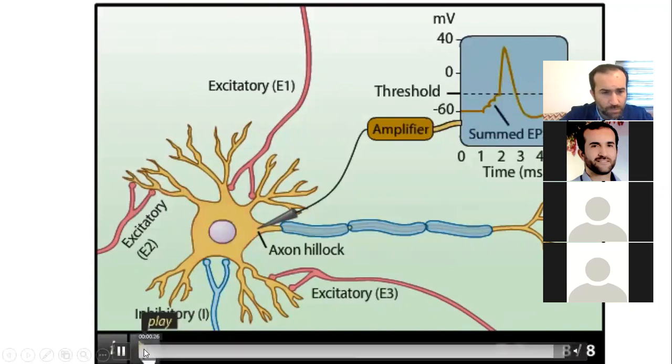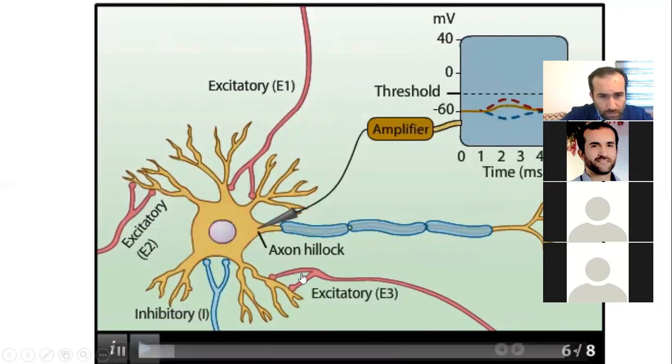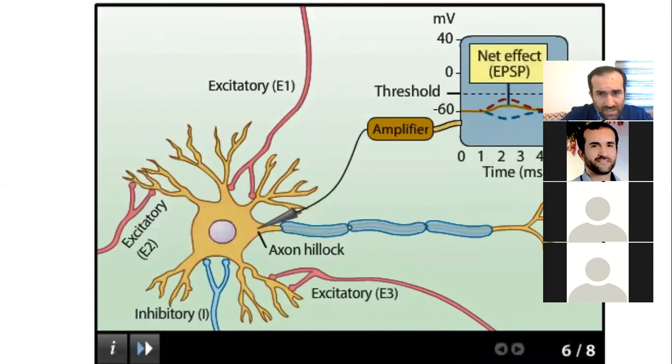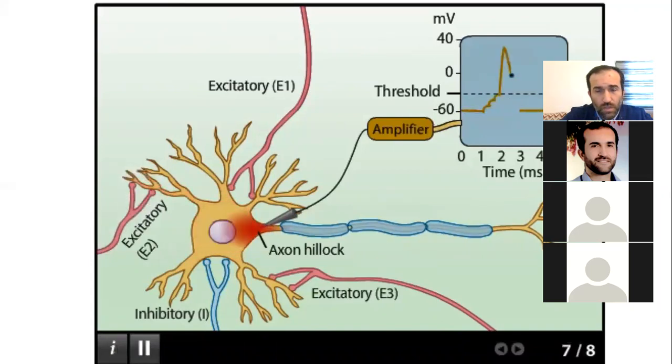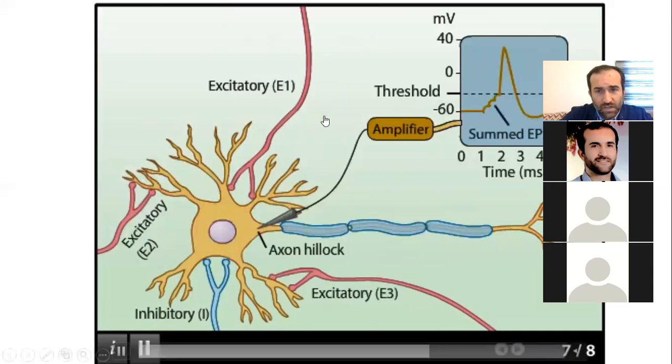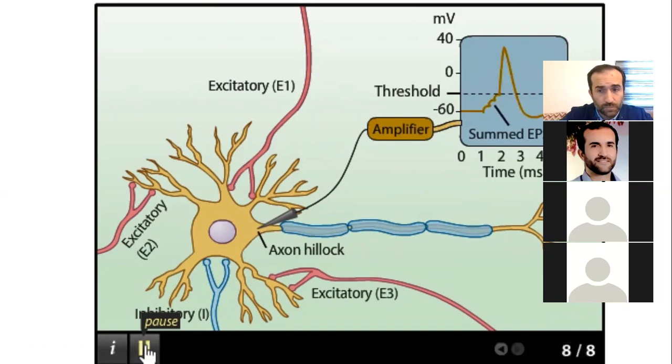I will repeat the simulation in order to carefully observe what the neuron is receiving, and what it gives me on the oscilloscope. Okay, I see here that I have this first EPSP, the second EPSP, and the third EPSP, that they are summed up together, and little by little they reached the threshold and gave me an action potential, correct? Okay. Correct.